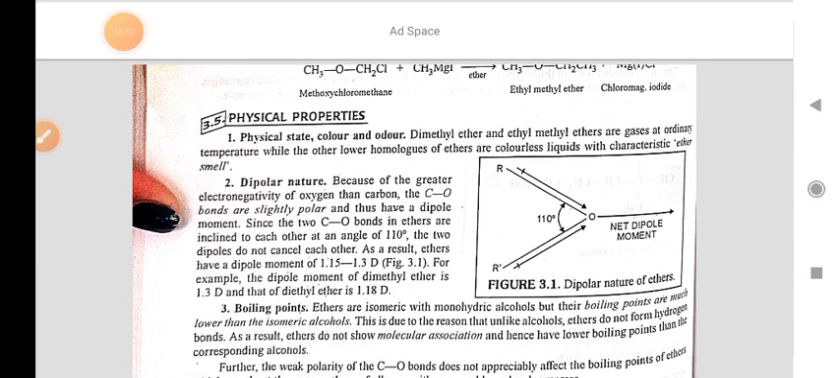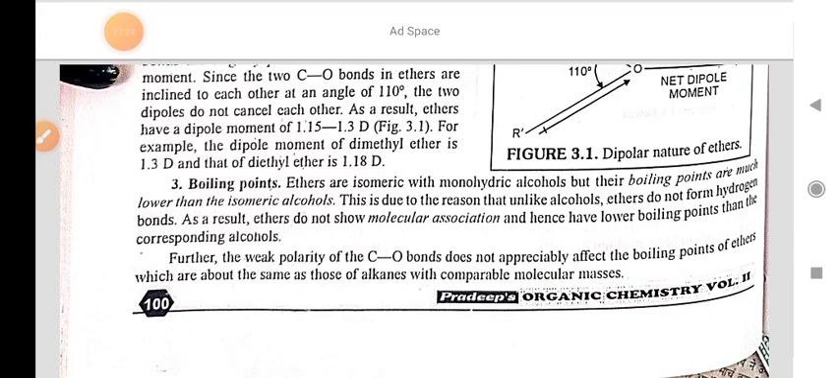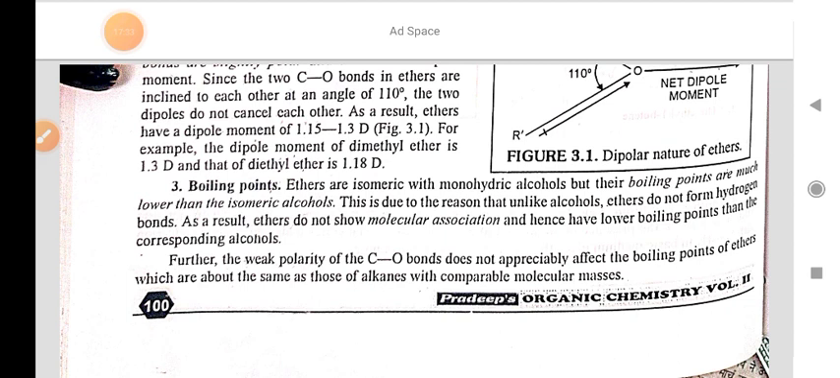Physical properties. Physical state, color and odor: dimethyl ether and ethyl methyl ether are gases at ordinary temperatures, while the other lower homologues of ethers are colorless liquids with the characteristic ether smell. Dipolar nature: because of the greater electronegativity of oxygen than carbon, the carbon-oxygen bonds are slightly polar and thus have a dipole moment. Since the two carbon-oxygen bonds in ethers are inclined to each other at an angle of 110 degrees, the two dipoles do not cancel each other. As a result, ethers have a dipole moment. For example, the dipole moment of dimethyl ether is 1.3 D and that of diethyl ether is 1.18 D.